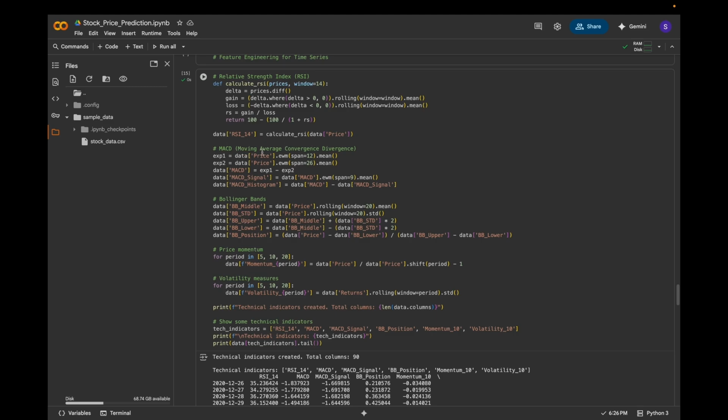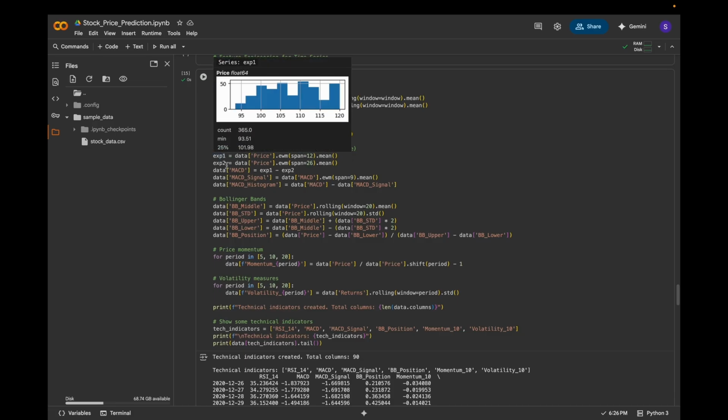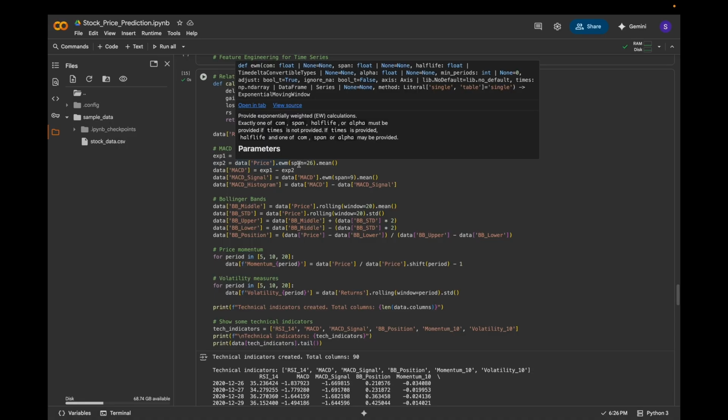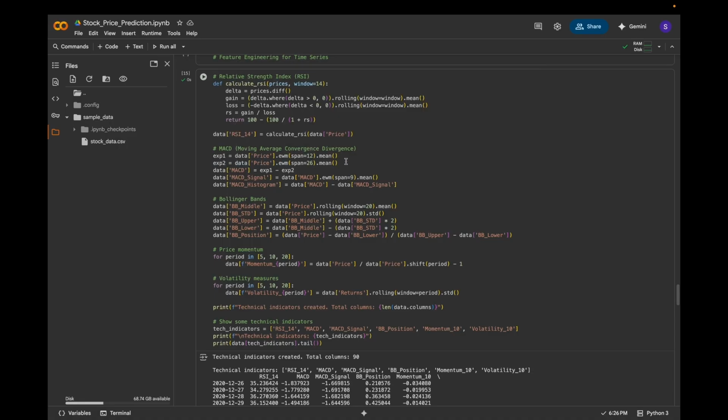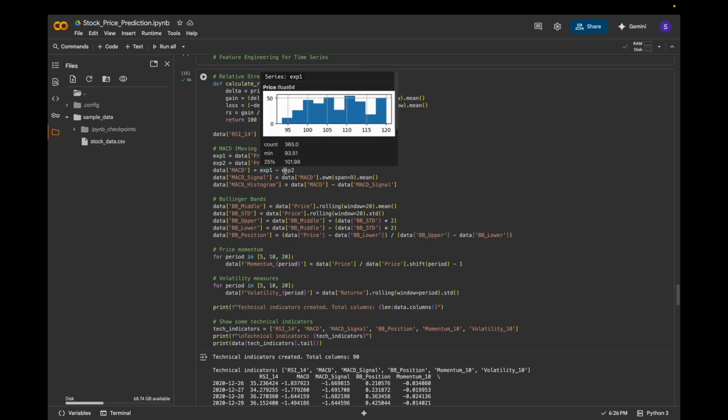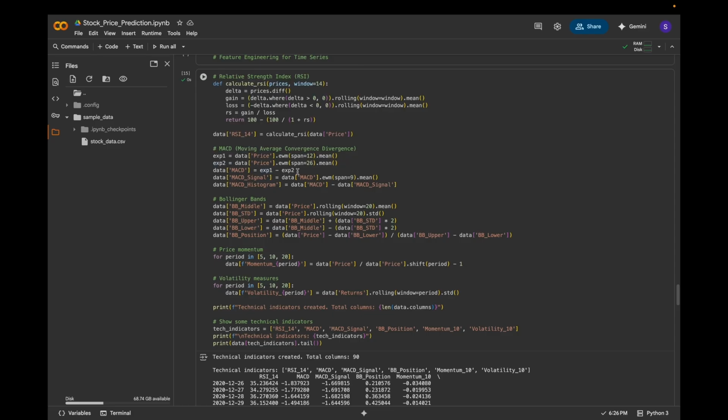Then we move on to moving average convergence divergence. So exp1 is equal to data price.ewm span 20.mean. Basically this shows us the fast exponential moving average, while exp2 is equal to data price.ewm span 26.mean, which shows us the slow exponential moving average. Data MACD is equal to exp1 minus exp2. Basically it shows us the difference between the fast and slow exponential moving averages.